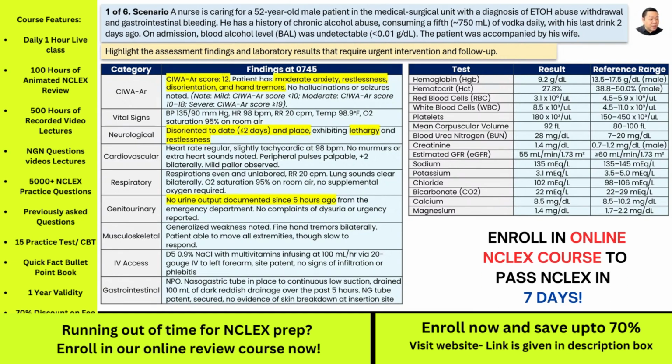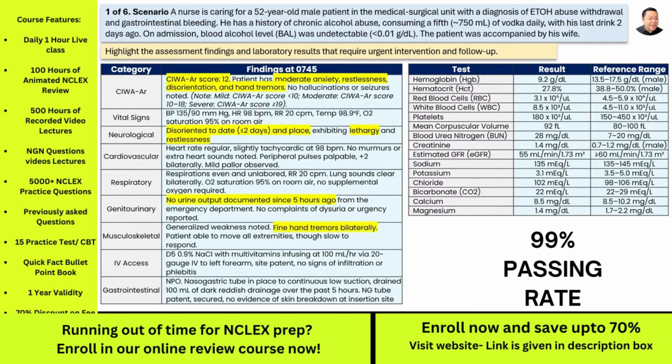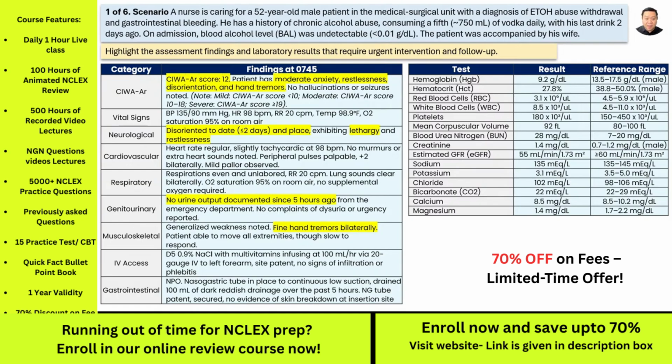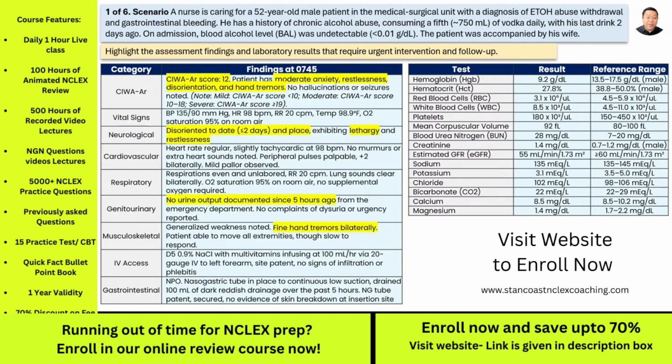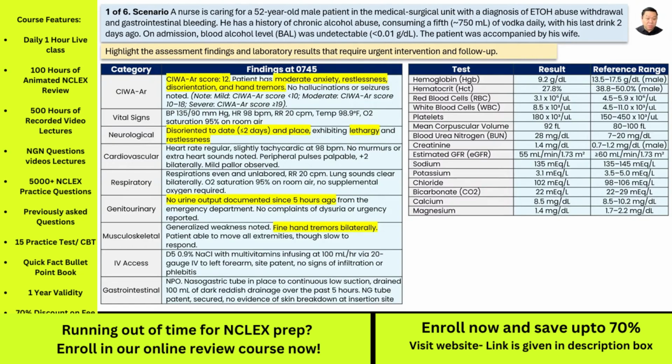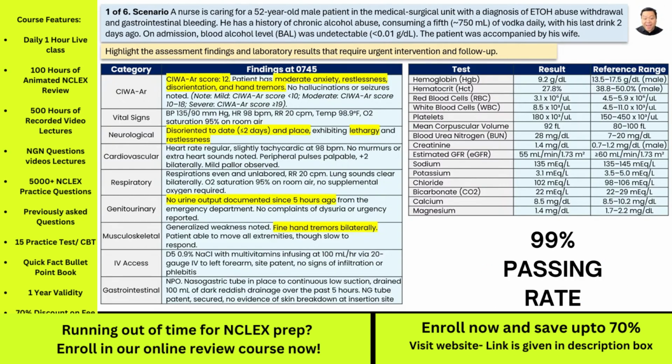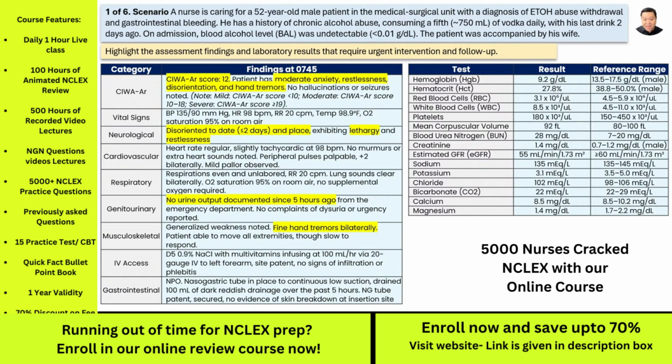Now, what else do we need to highlight here? There's that fine hand tremors bilaterally. So understand that tremors are a classic hallmark of alcohol withdrawal, and they're one of the first symptoms we see as the nervous system becomes more excitable. And the CIWA-Ar tool scores tremors on a scale of 0 to 7. Now, in this case, the tremors were fine and bilateral, which confirms the nervous system is already affected.